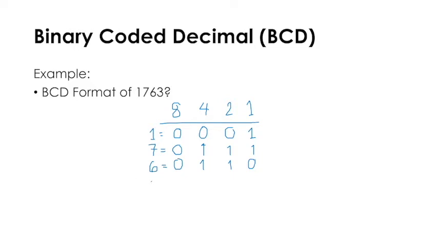The last digit is 3. And we will have 2 plus 1 is equal to 3. So the BCD is 0, 0, 1, 1. So our final answer will be this. So that is binary coded decimal or BCD. Let's move on with unpacked decimal format.